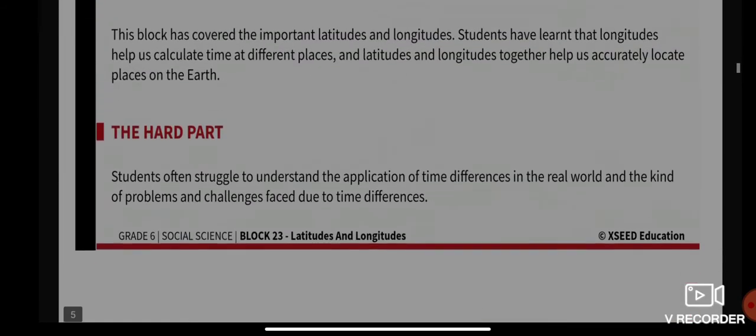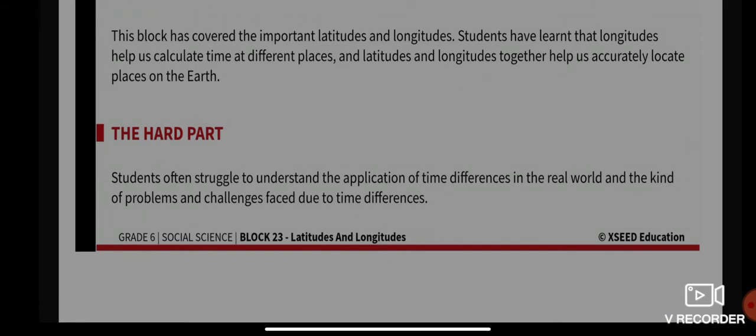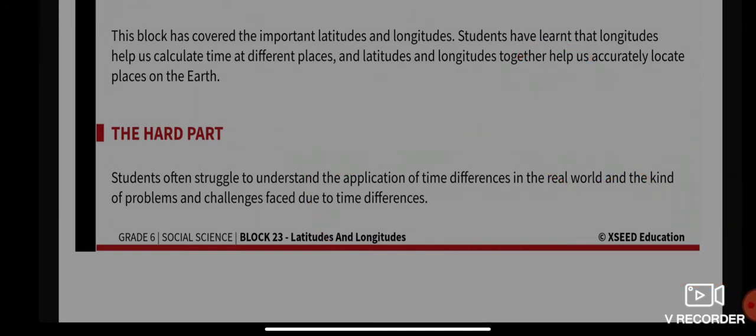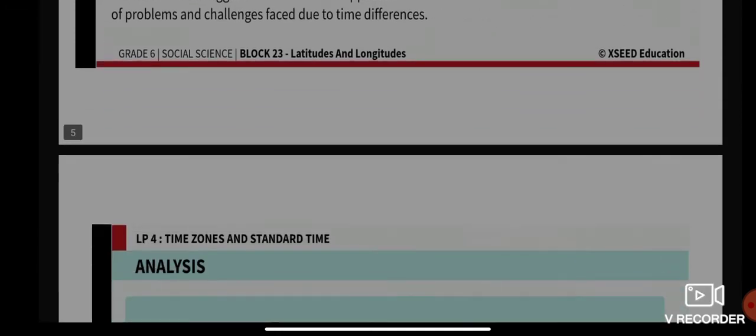So today, you might struggle with areas like the application of time differences in the real world and the problems and challenges faced due to time differences, because every place you go, the places in India will have a different time to the places in America. Similarly, the time of India will be different to that of Japan. Every country has a different time, so you might find time differences difficult. All right, so we're going to learn about that.